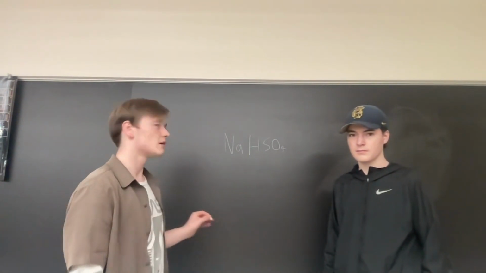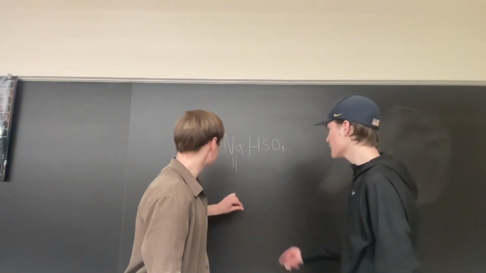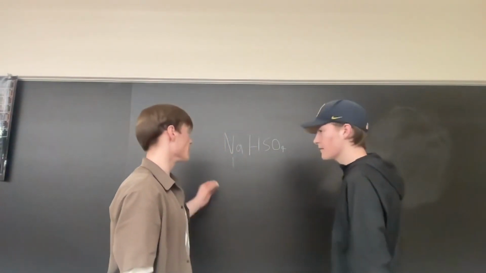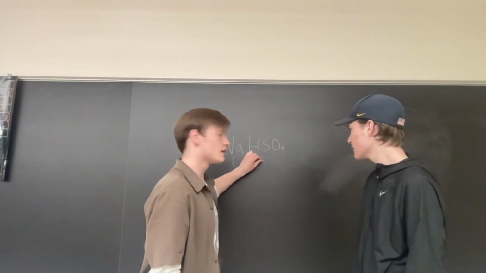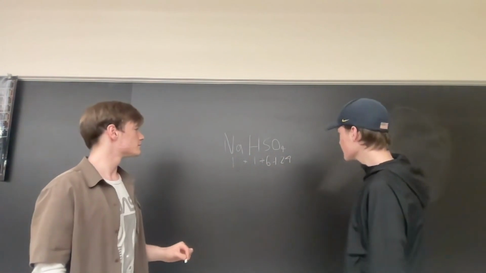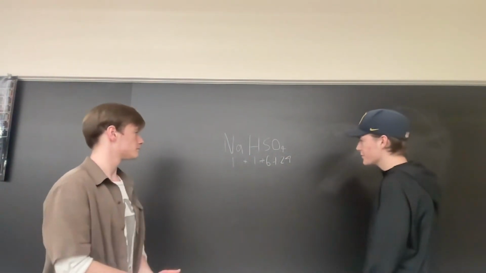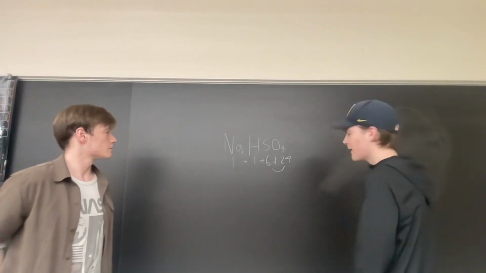So let's see how many valence electrons we have: 1 valence electron for sodium, 1 for hydrogen, 6 for sulfur, and then 24 for the 4 oxygens. Add that up, you get 32. That's 30 here and then the other 2.